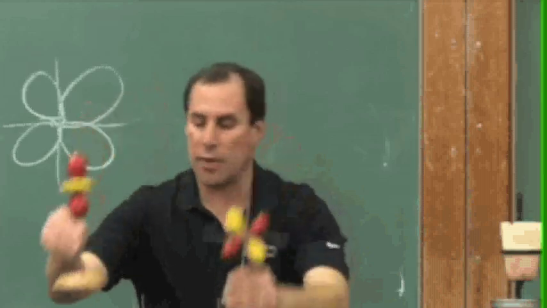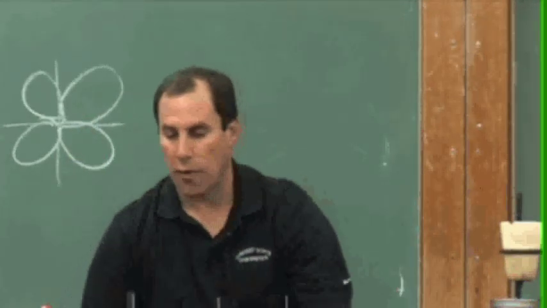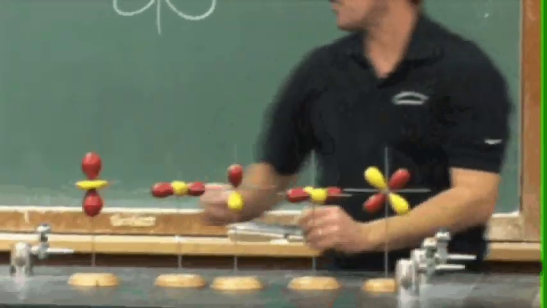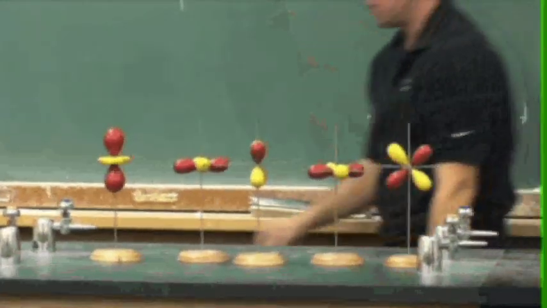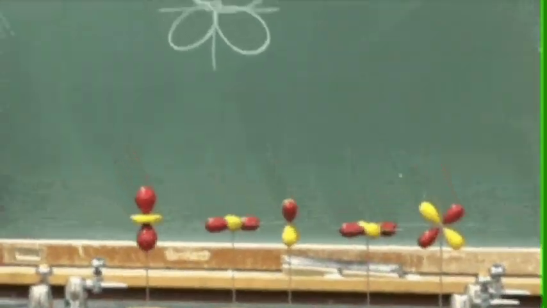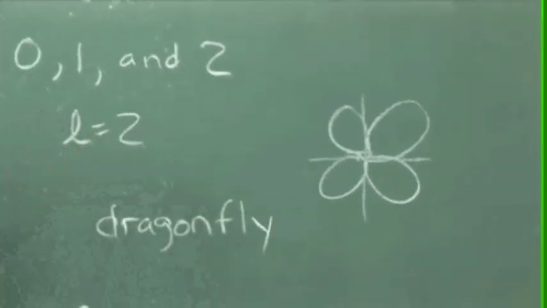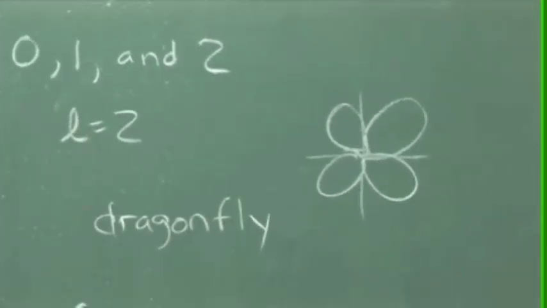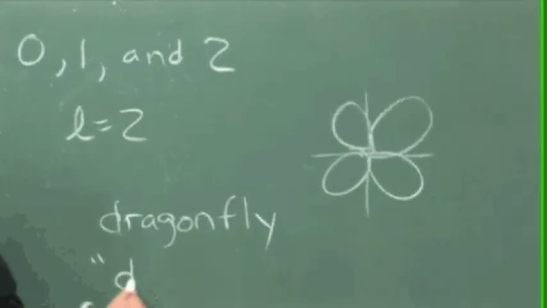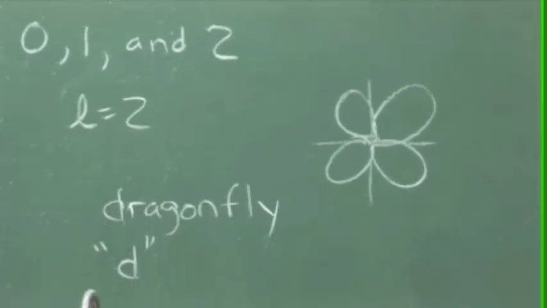Mathematical representations tell us these are equivalent in energy, even though they look a little bit different. So there are 5 of these. Take a look at the shape: dragonflies. You could call them a 4-leaf clover. I call them dragonflies because I needed a word that starts with the letter D, because we often call these the d orbitals. Let's do one more.